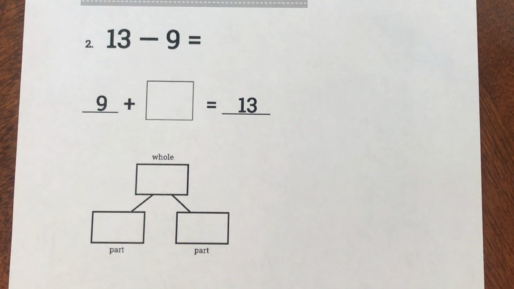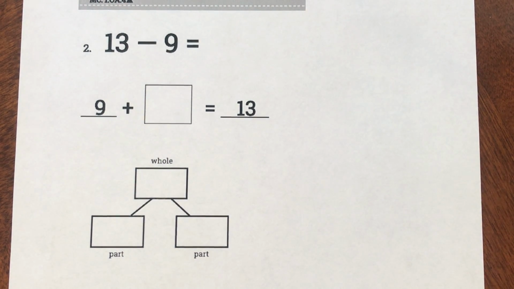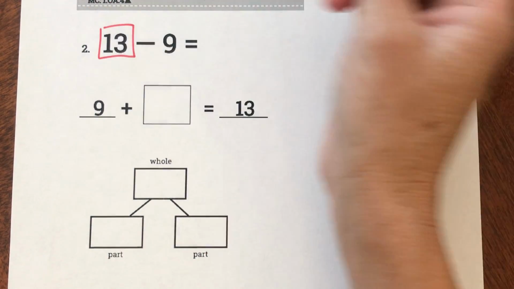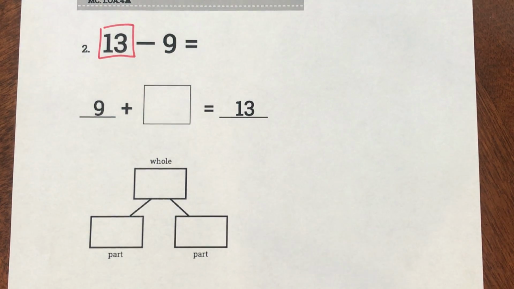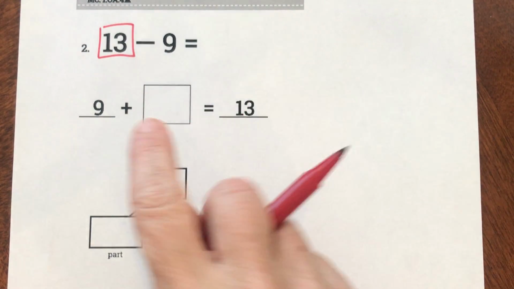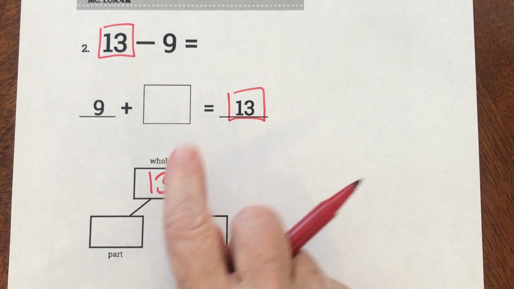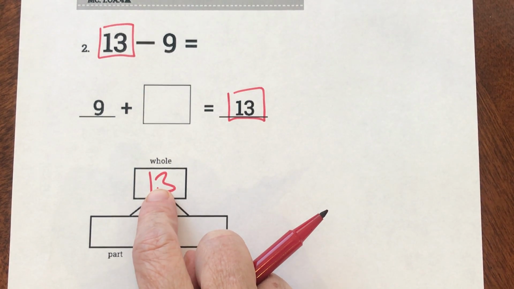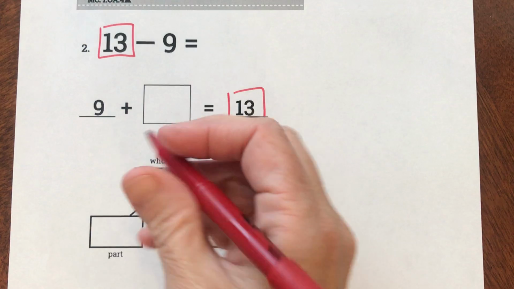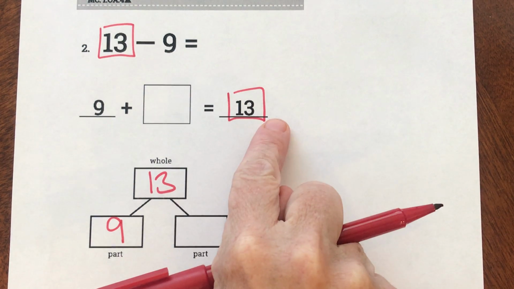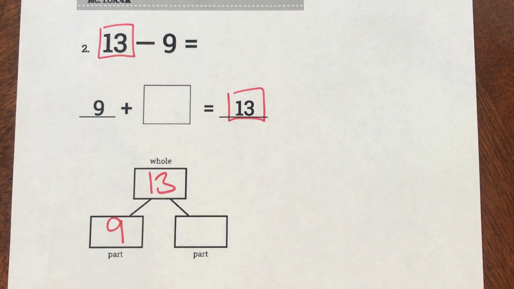Okay, let's see another one of those. Here's my next problem. It says 13 minus 9, or 13 subtract 9. In a subtraction problem, my starting number or my minuend is my whole number. In an addition problem, my sum is my whole number. So I know my whole number has to be 13. Well, 9 must be one of my parts. So 9 plus what equals 13?